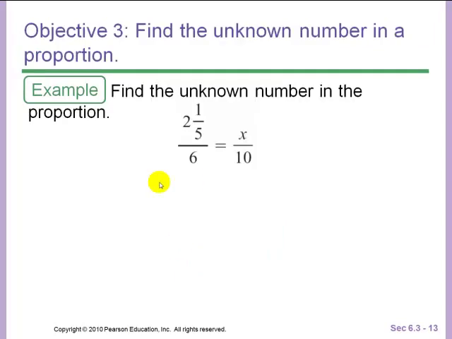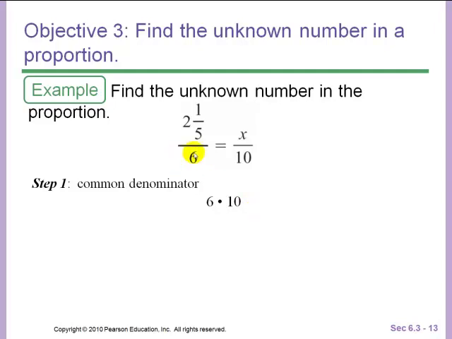Another example. Find the unknown number in the proportion 2 1/5 is to 6 as x is to 10. So we're going to follow the same process. The common denominator I'm going to use is simply going to be 6 times 10. Now, I should note, you could go ahead and use 60, or you could use the least common denominator of 30. All three of them will work.